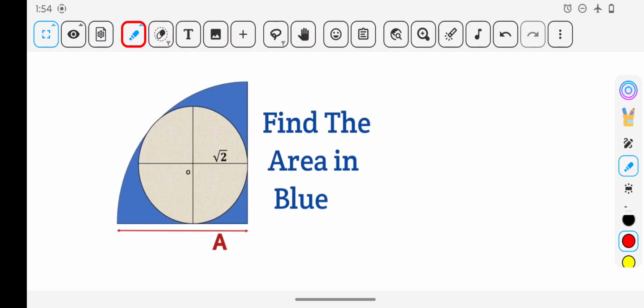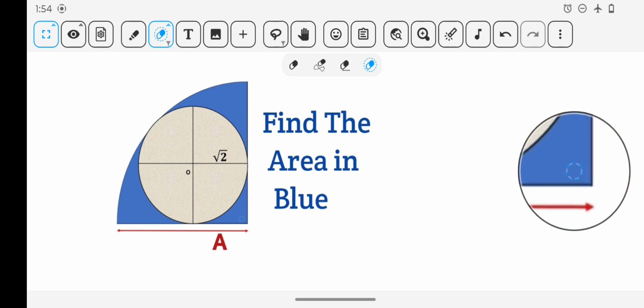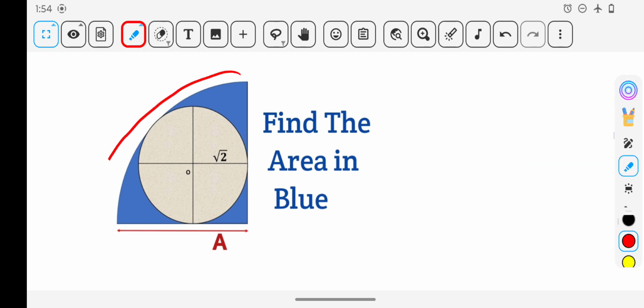Hello there. Look at this beautiful question from the USA Mathematics Olympiad, where we need to find the area in the blue. That means we have to calculate the area here, so this blue part, this part here, and this part. We are given a quarter circle, a big-size quarter circle.